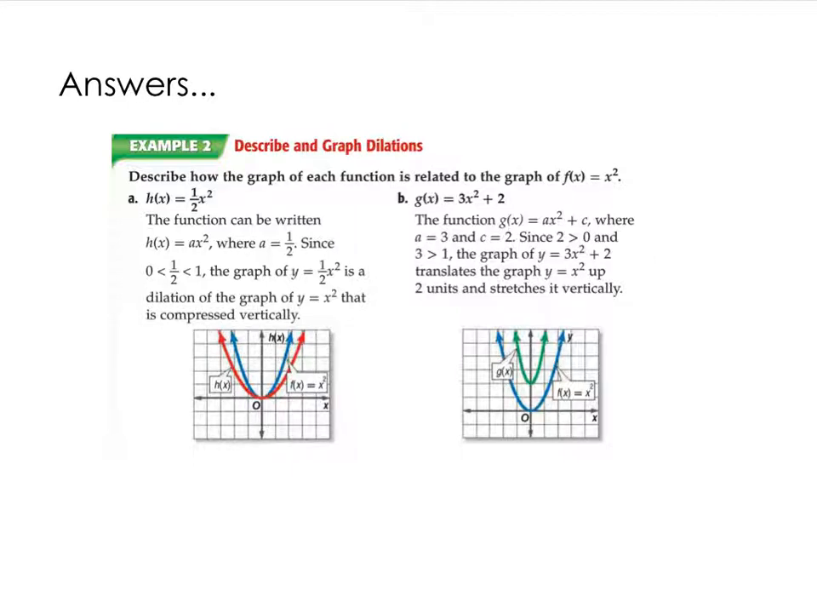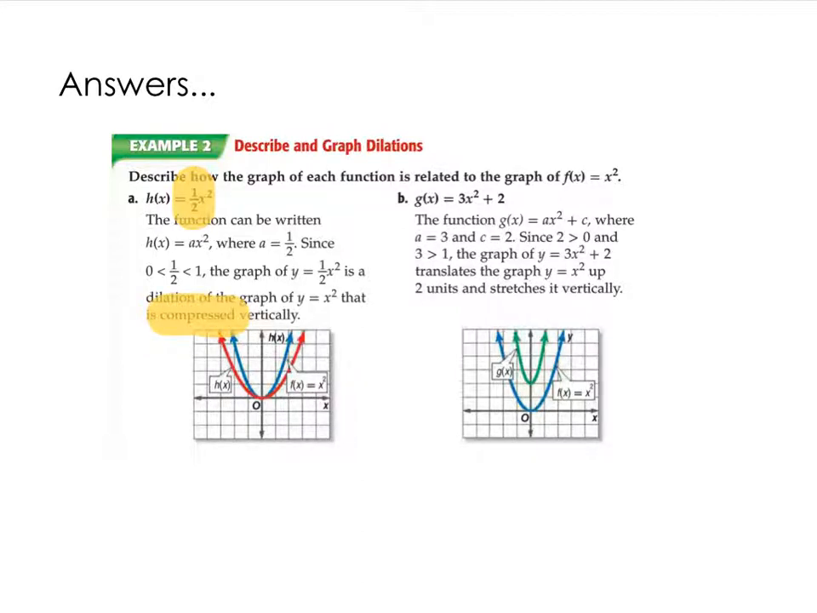All right, so on part A, describe how the graph of each function is related to f of x equals x squared. This 1/2 x squared is going to be compressed vertically because it's getting a little bit wider. So again, key concept here was that A, the 1/2, is between 0 and 1, the absolute value of it, so it's going to be compressed.